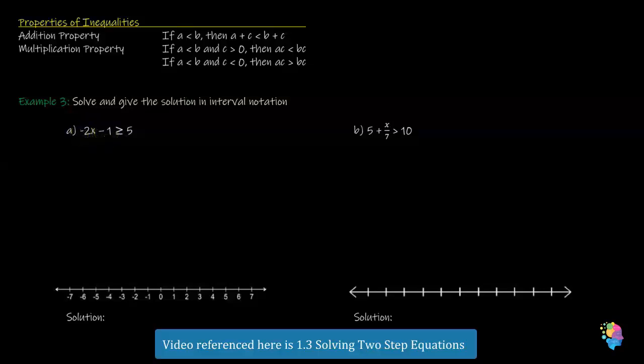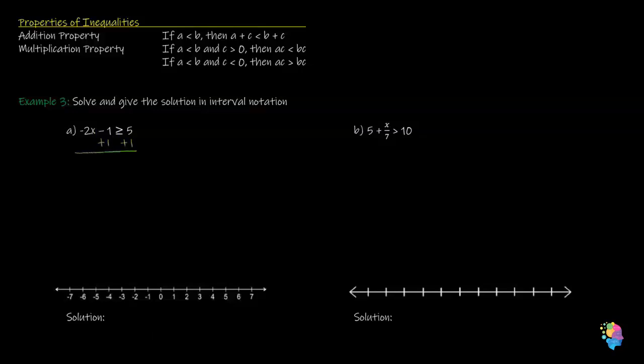If you watch the video on solving linear equations, then you might remember that we always move first anything that is being added or subtracted. Since that 1 is being subtracted, I add 1 to both sides. So 1 minus 1 will go to 0, leaving me with minus 2x on the left side, and 5 plus 1 will be 6.